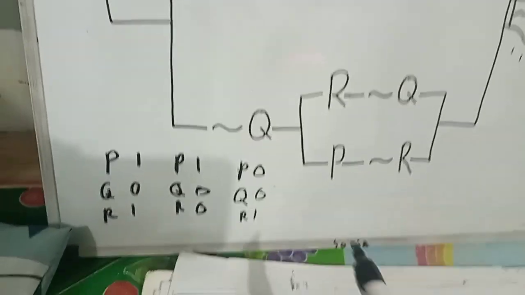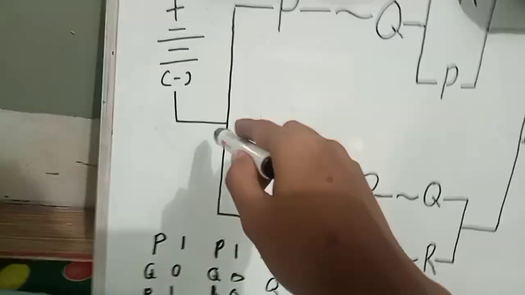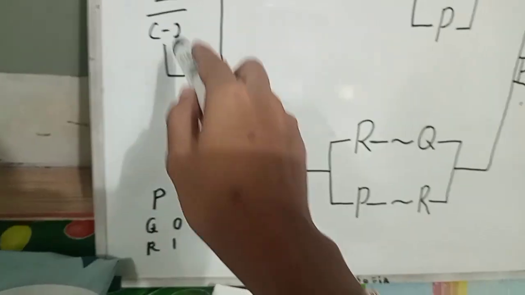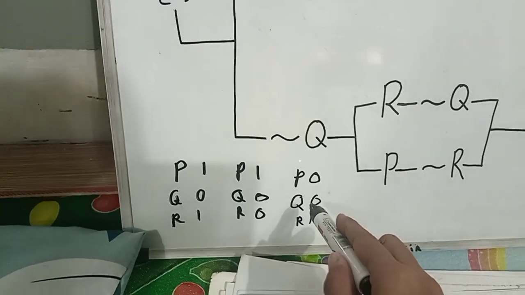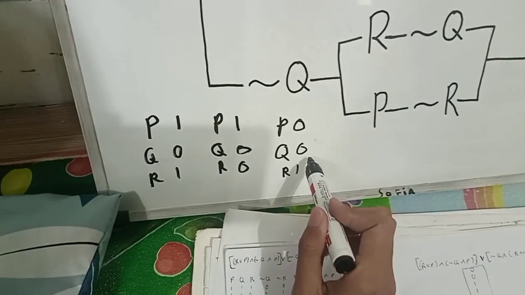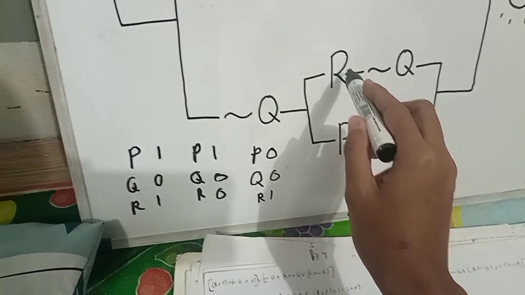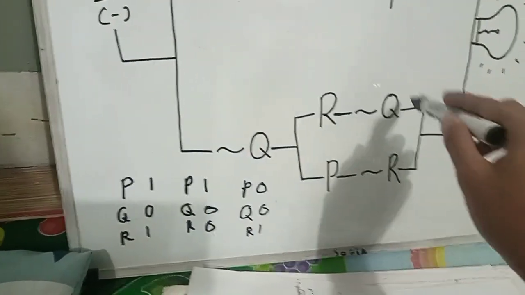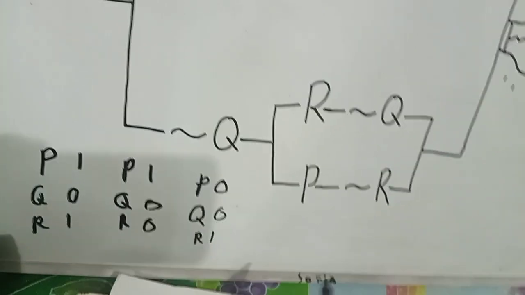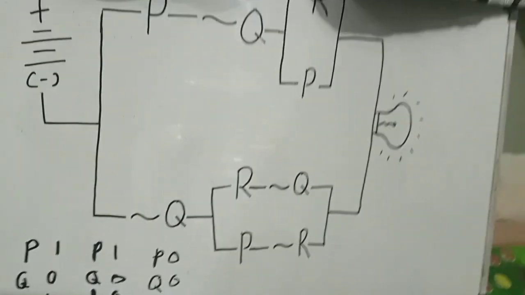The third scenario is when P is off. P is off, so it won't travel here. So let's assume the electricity travels here. P is off, and Q is off, so the negation of Q is on. Then R is on, so it could travel again here. Then Q is off, so the negation of Q is on, so the electricity can travel here. So I'll explain it again. Q is off, so both negations of Q are on, and R is on, so it will automatically reach here.